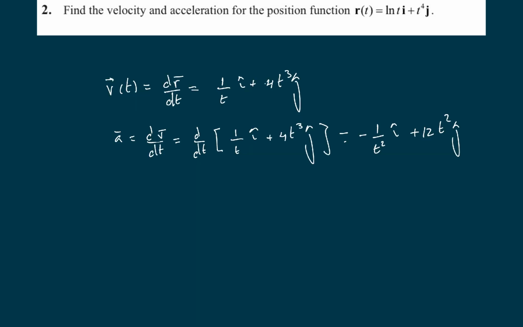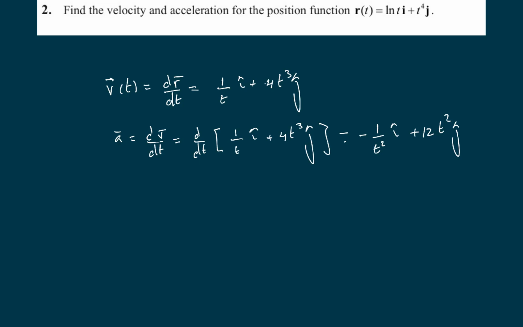Next problem is quite similar to the previous problem. Find the velocity and acceleration when now the position of the object is given by this law: natural log of t i plus t to the 4 j. What is the velocity? The velocity is the derivative of the vector position with respect to the time. What is the derivative of natural log of t? It is 1 divided by t. What is the derivative of t to the 4? It is 4t cubed. So the vector velocity is this one.